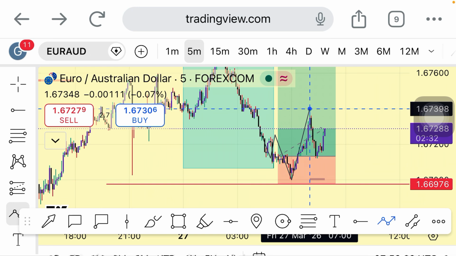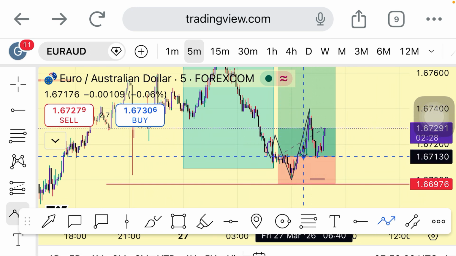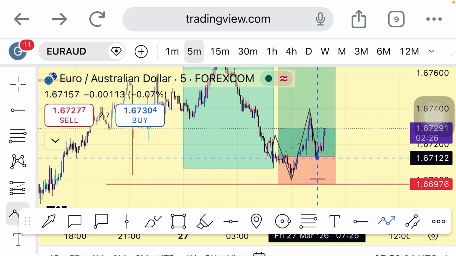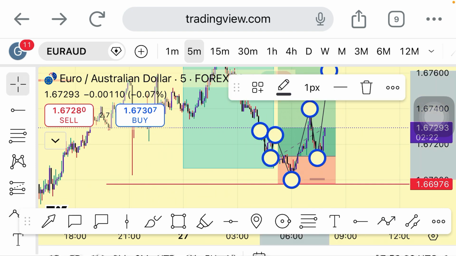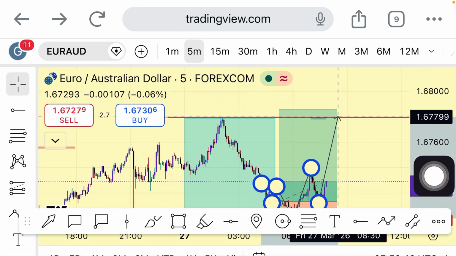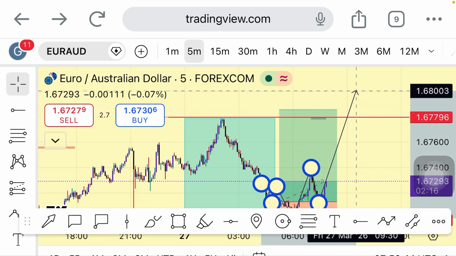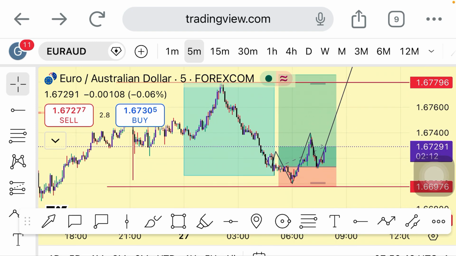Then I targeted this particular breaker block here. That's when I picked my entry. You can see I picked my entry right here, and I'm targeting what? The Asian range highs, which is right here. Targeting this high right here. Okay, it can still blast up and keep going, but then again, you just have to be very conservative in the market. You understand, take what you have seen and go.